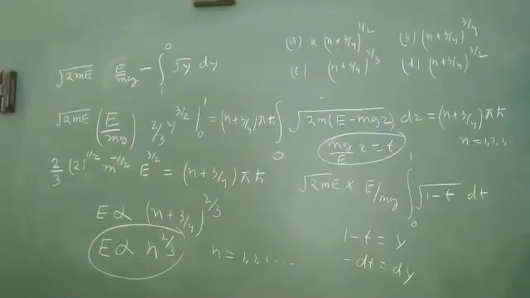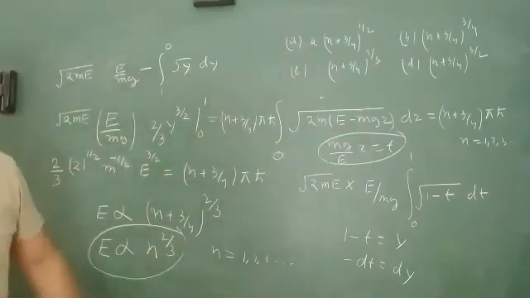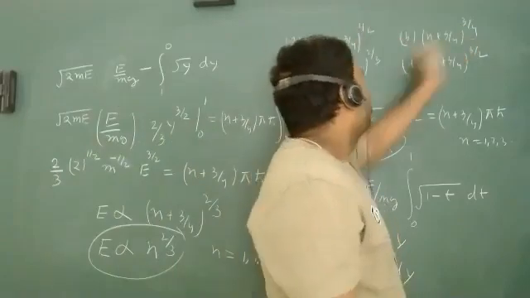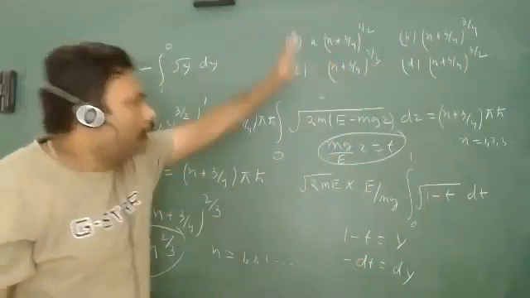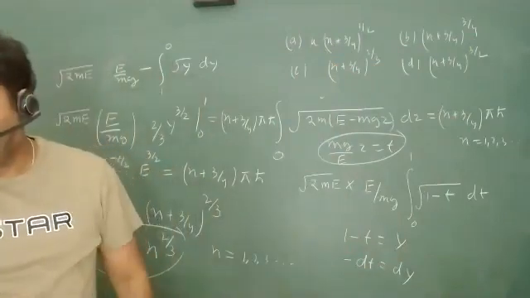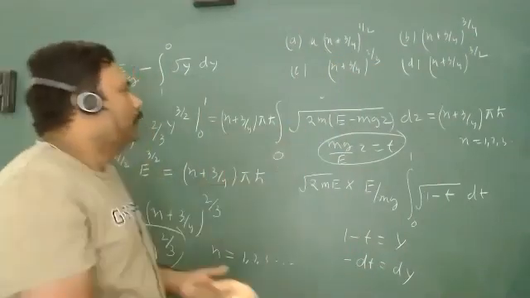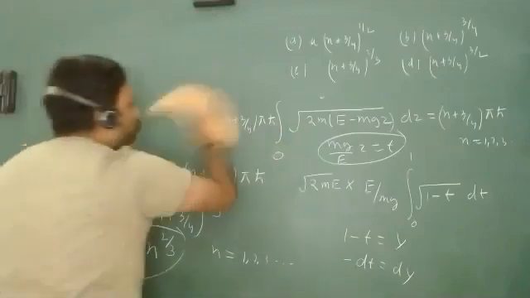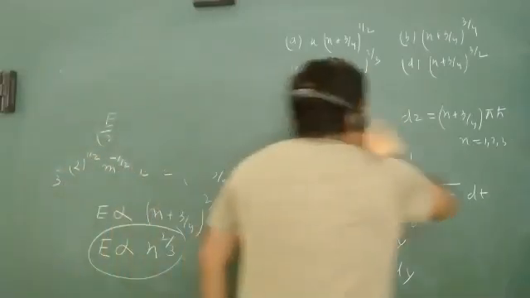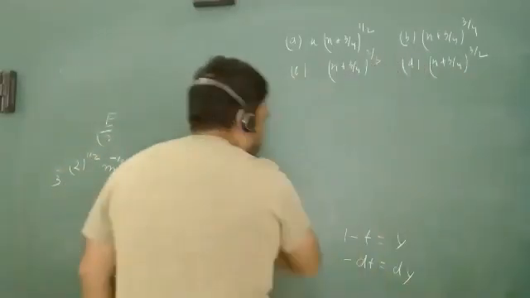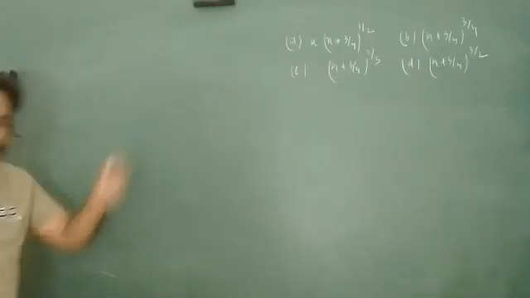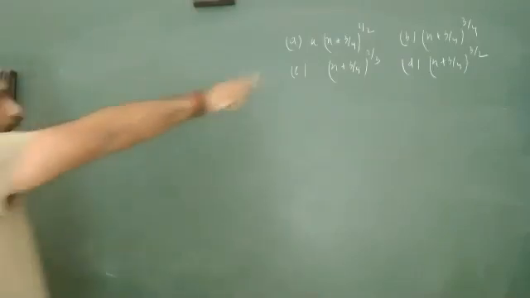Then what will you do? Let me explain how we will approach this in the exam. Suppose the power of n plus 3 by 4 is different in the options. Then you need not solve all these steps, you can just start from here. Let me explain how I will go for this problem in the exam, such that your time is saved. Unnecessary calculation will waste your time.